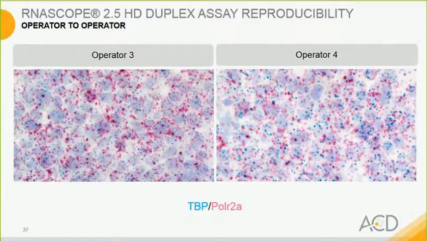We also tested this assay using different operators. So in this example, you can see operator number 3 and operator number 4 running this assay on different instruments on different days, and you can see very similar results. All these results show the 2.5 duplex assay has very high reproducibility through day-to-day, run-to-run, and operator-to-operator.